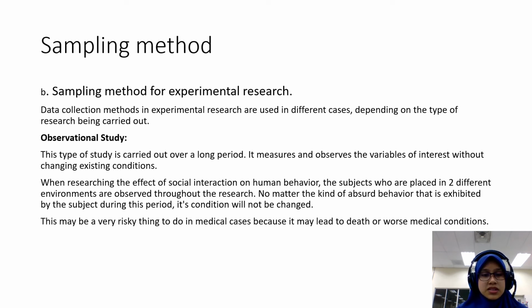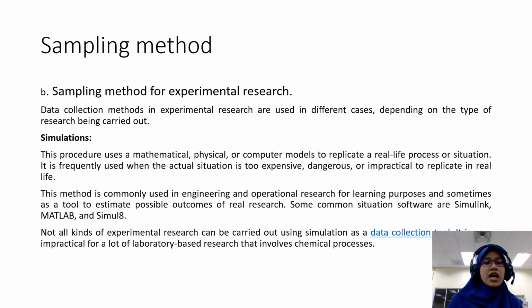For experimental research, we have the observational study. This type of study is carried out over a long period. It measures and observes the variable of interest without changing existing conditions. When researching the effect of social interaction on human behavior, the subjects who are placed in two different environments are observed throughout the research. No matter the kind of behavior exhibited by the subject during this period, its condition will not be changed. This may be a very risky thing to do in medical cases, as it may lead to death or worse medical conditions.